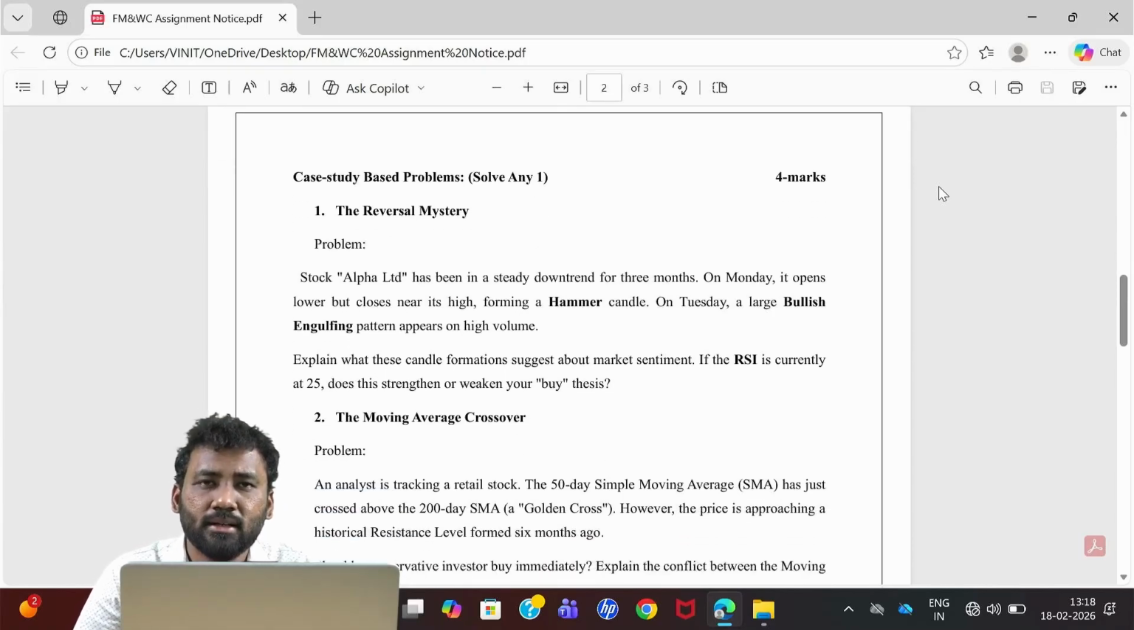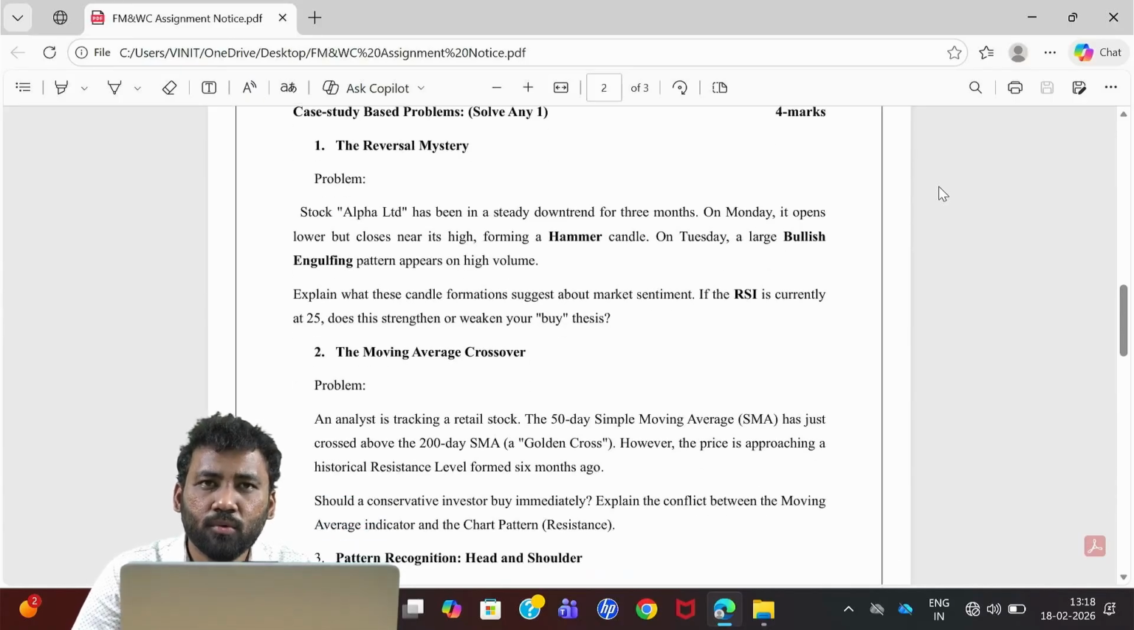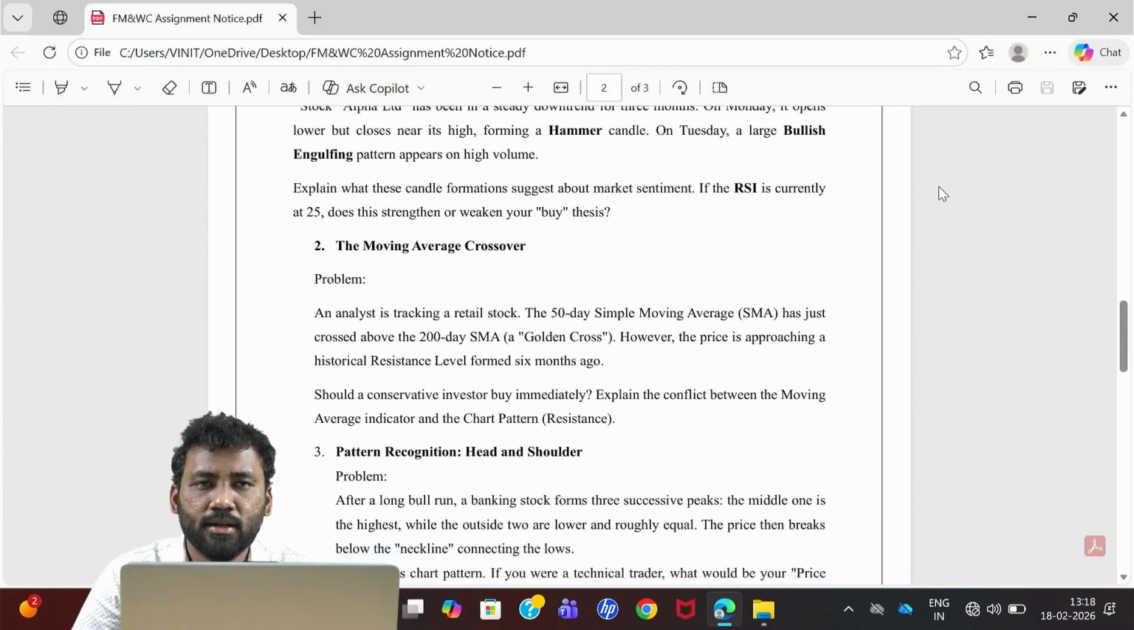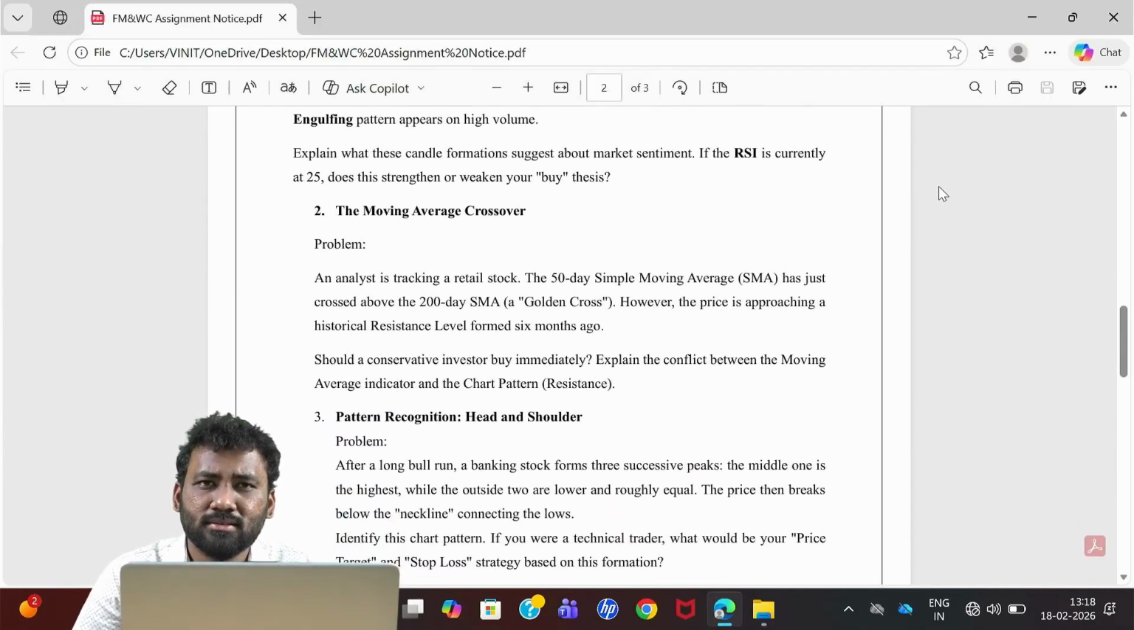Students are expected to read each and every word of this problem carefully and answer the question which is just attached below the problem. The second problem is based on the case, the moving average crossover. There too, you have to answer the specific question there and then.